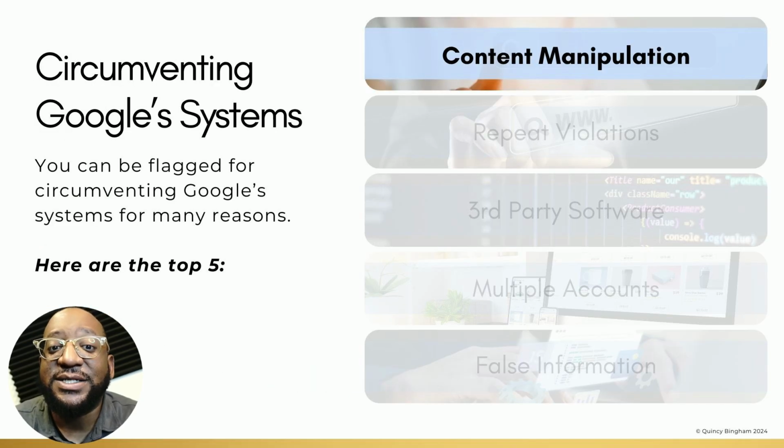First up is content manipulation. Now, content manipulation can happen in a couple of ways. The two big ones are cloaking and URL redirects. Google wants users to end up exactly where they expect. If your ad links to a page that then redirects somewhere else, especially without making it obvious to the user, Google sees this as an attempt to mislead.